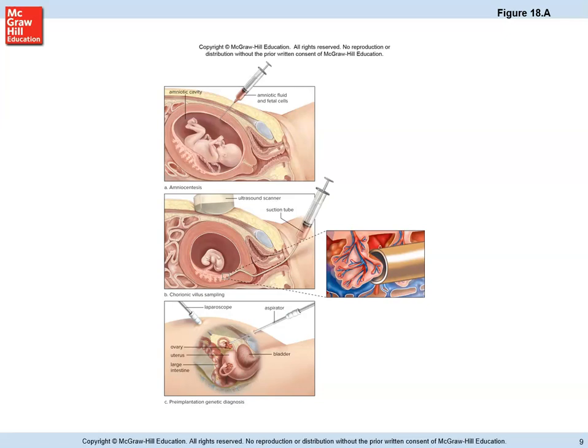What they're going to do there is they're going to actually suck off some of the placental tissue and test that. The good news here is that you get the results typically within 24 hours, and it can be done somewhere around weeks 10 to 12, maybe 13 or 14. So you can do it earlier in the process, you get results faster, so then your options are certainly much more in the way of options available to you in an earlier stage of pregnancy.